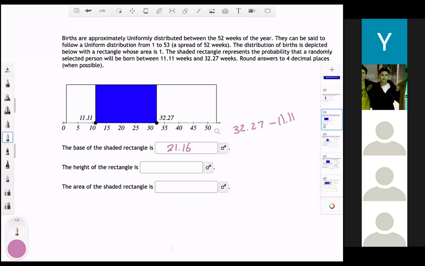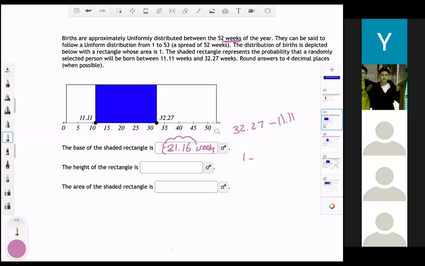What's the unit of this? Weeks. Yeah, weeks. So it's very important. We are talking about weeks, correct? This is 52 weeks. The height of the rectangle.